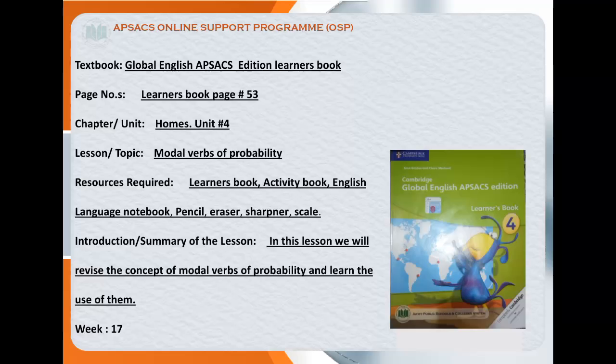Textbook is Global English AppSec Edition Learner's Book, page number 53. Chapter name is Homes and unit number 4. Our topic is Modal Verbs of Probability. Resources required: Learner's Book, Activity Book, English Language Notebook, pencil, eraser, sharpener and scale.